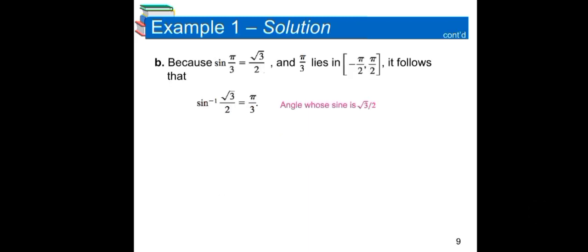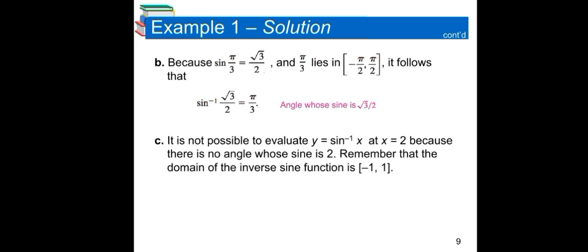Example 1 b. Because sine of pi over 3 is equal to square root of 3 over 2, and pi over 3 lies in the interval negative pi over 2 to pi over 2, it follows that sine to the power of negative 1 of square root of 3 over 2 is equal to pi over 3. The angle whose sine is square root of 3 over 2 is pi over 3.